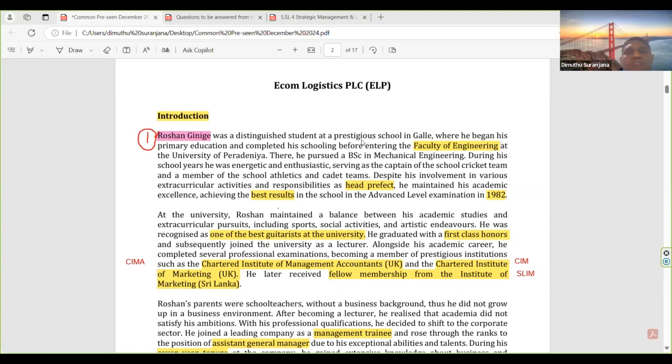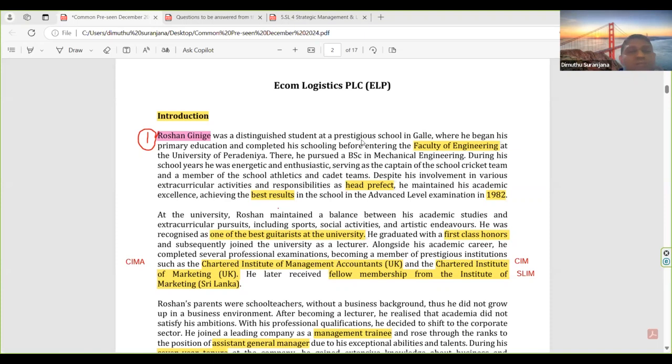Roshan Ginige was a distinguished student at a prestigious school in Galle, where he began his primary education and completed his schooling before entering the Faculty of Engineering at the University of Peradeniya. Now, this is how the case study normally starts, the pre-scene. So they give an introduction about how the business was established, who were the founder members, and some background information about the people involved with the business.